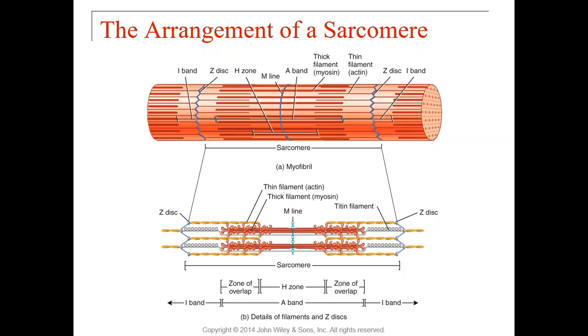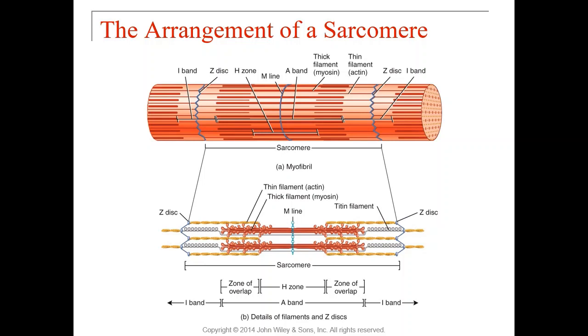And if you look at the picture, you notice the Z discs run right down the middle of your I band. So when we look at a sarcomere, your Z discs have cut the I band in half. So when you look at a sarcomere, you're going to see half of an I band on one side and half of an I band on the other side of your sarcomere. So when we talk about a sarcomere, we say it has two halves of an I band, one half on each side.